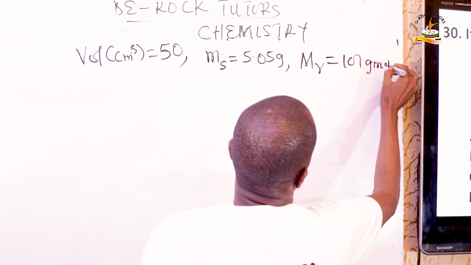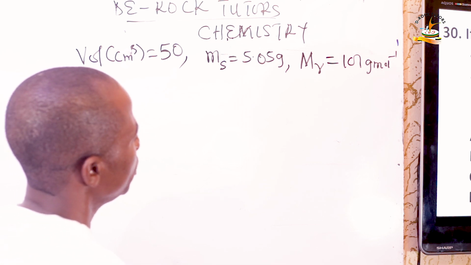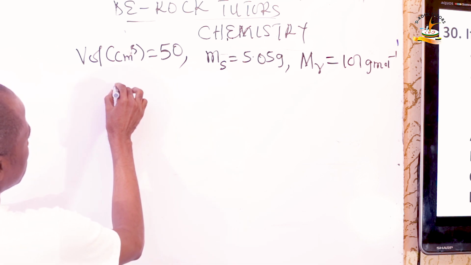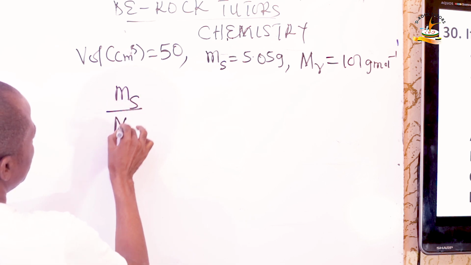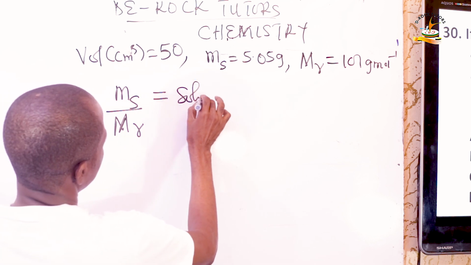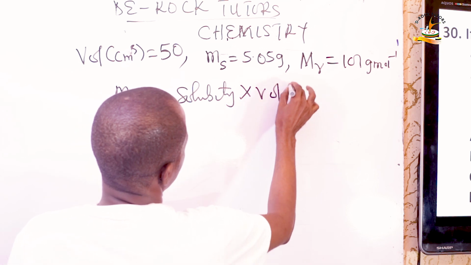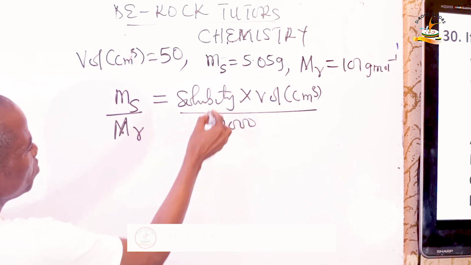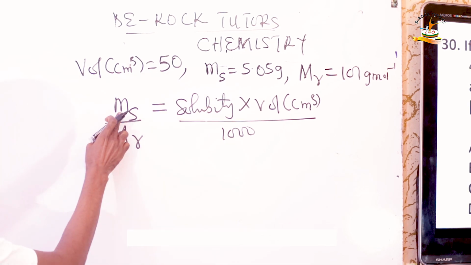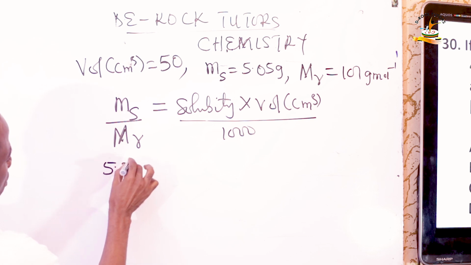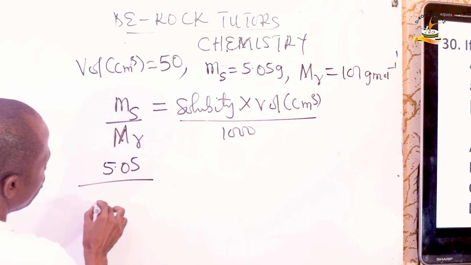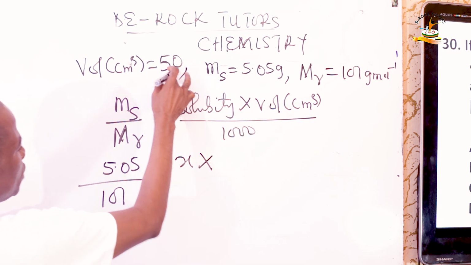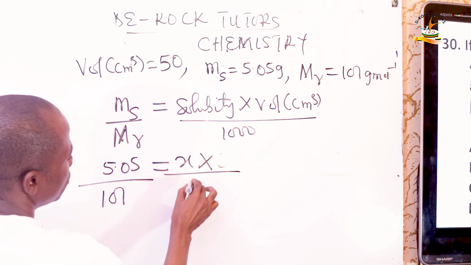That's gram per mole. So what we need to calculate now is the solubility. And don't forget, there's a simple formula for calculating the solubility. And it goes like this. We have the mass of the salt over the molar mass of the salt is equal to the solubility times the volume in centimeter cube divided by 1000. All we need to do is make our solubility the subject of the formula. The mass of the salt has been given to be 5.05. That's 5.05 divided by the molar mass of the salt, 101, is equal to the solubility, that's what we need, represented by X, times the volume, that's 50 cm cube already given, divided by 1000.